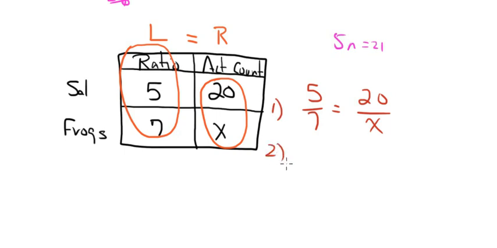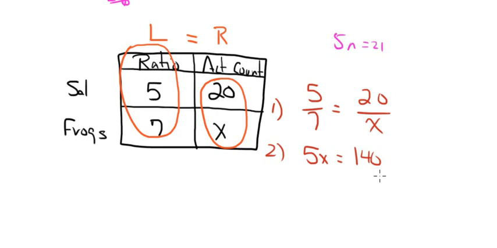Okay? Step 2, what do you think I have to do? Skylar? I have to cross multiply. Very good. So I cross multiply 5 times x, and I get 5x. I have 5x, and then I have 7 times 20, which is 140.